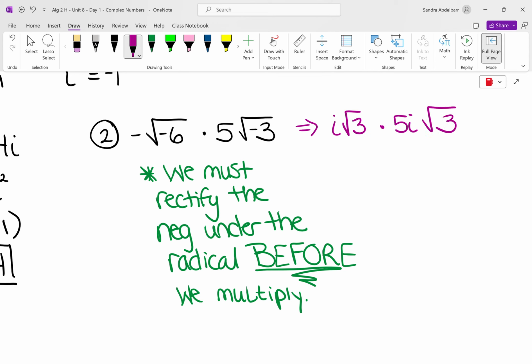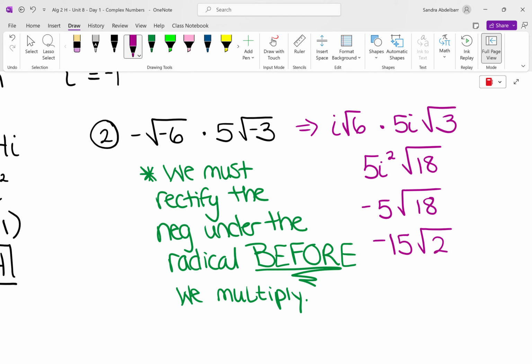So we are i root 6 times 5i root 3. So when we multiply, we now get a 5i squared root 18. Oops, I put a 3 here instead of a 6. What do we know i squared is? -1. So this is -5 root 18. Why is this not my final answer? Philip? You can simplify the root of 18. Good, because we can simplify root 18. When we simplify root 18, we're going to get -15 root 2.